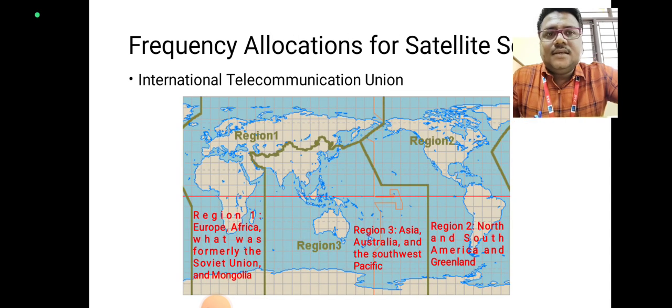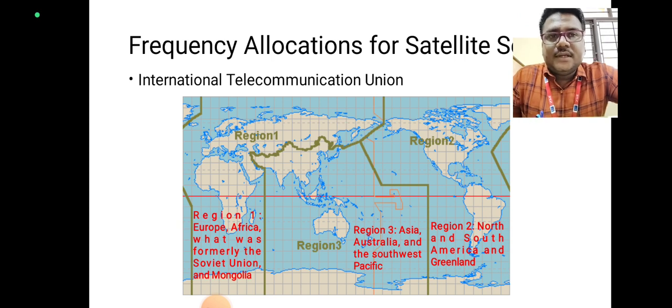Next is the frequency allocations. Who decides the frequency allocation? The frequency allocation is allotted by the International Telecommunication Union. It is the union formed by a group of various countries across the globe.